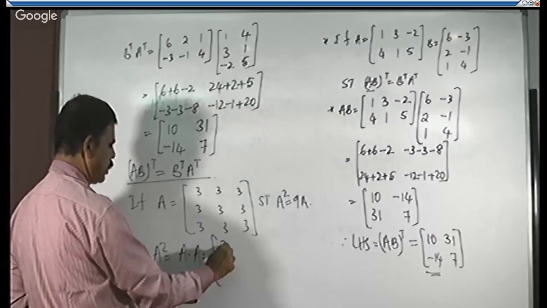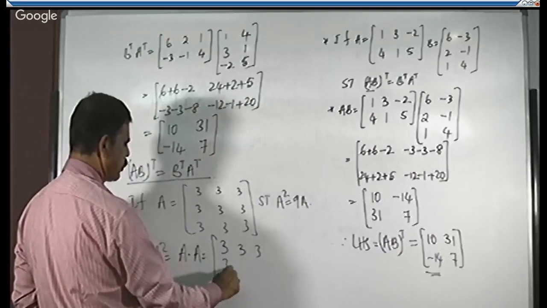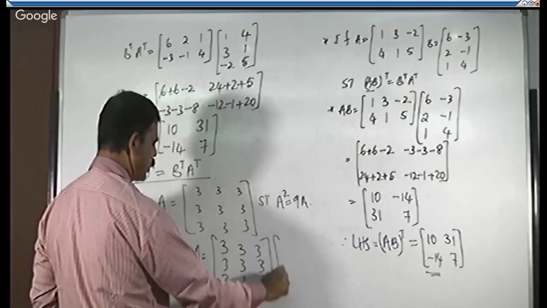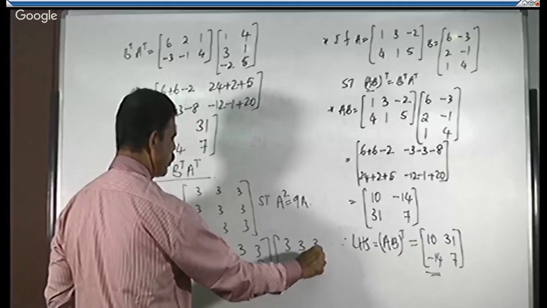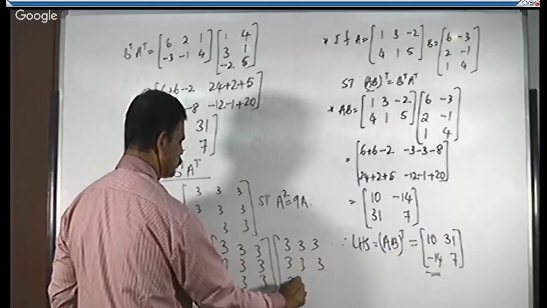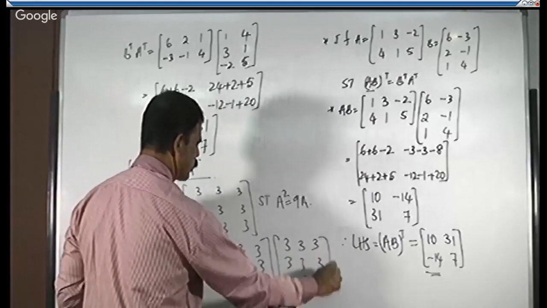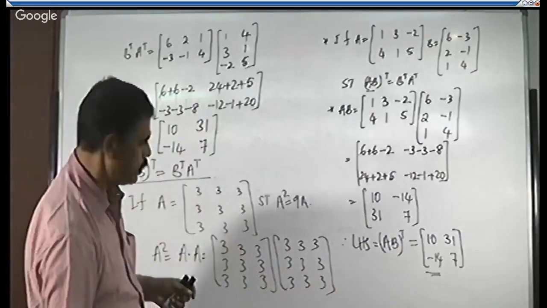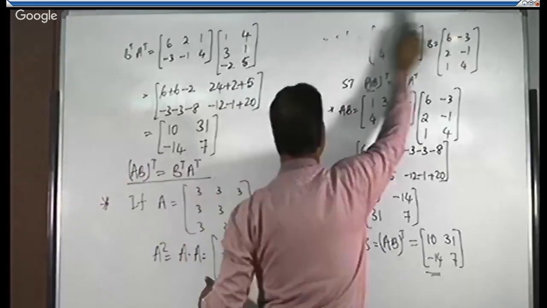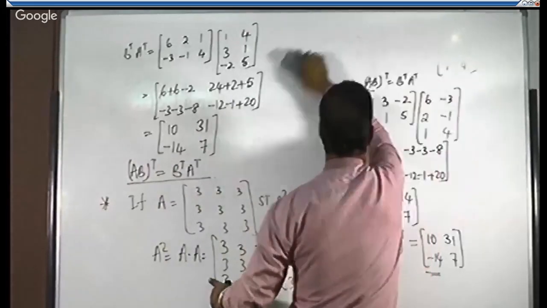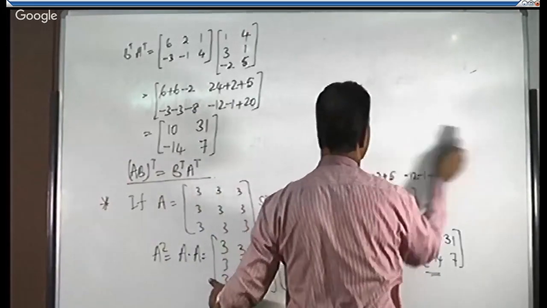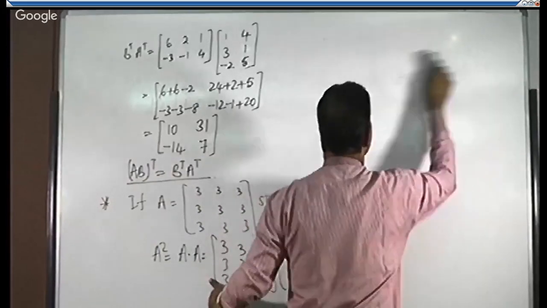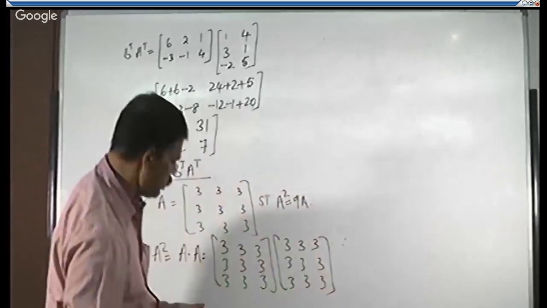Right? A twice. 3, 3, 3. All elements are 3 only. 3, 3, 3 into again same matrix. 3, 3, 3. We go rows into column. First row is what? All elements are 3, 3. In the second matrix, first column is what? There also we have 3, 3, 3. Their product becomes what?